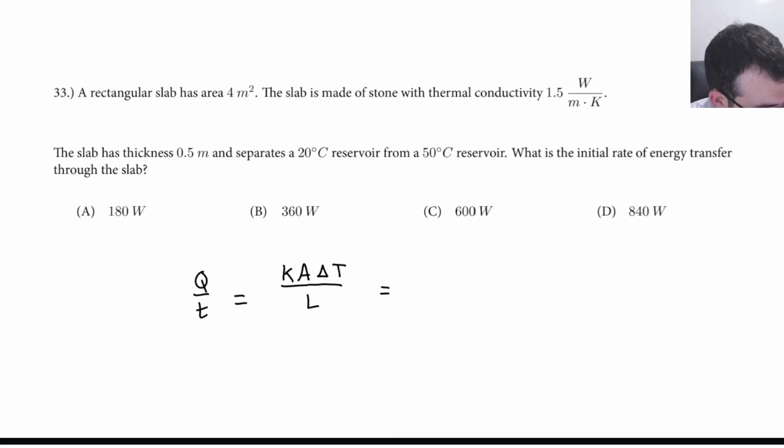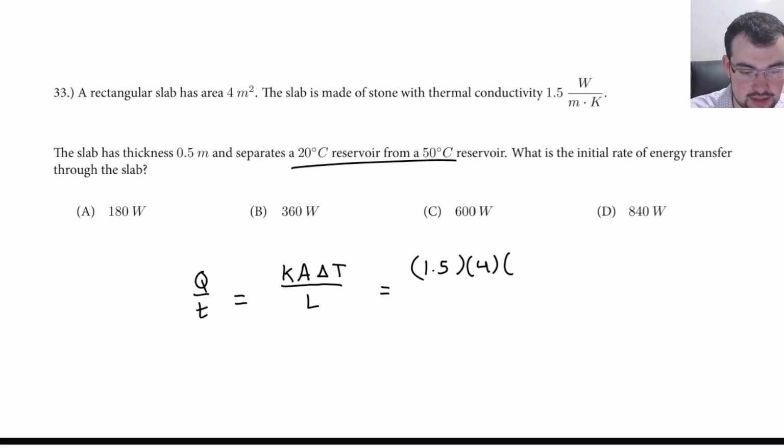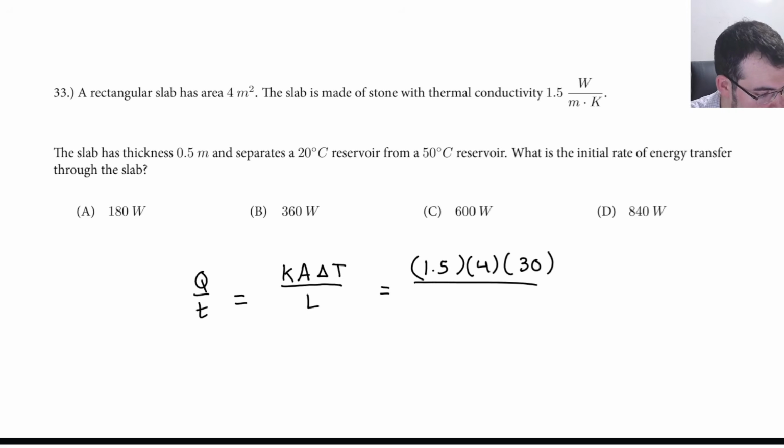All right, thermal conductivity is 1.5. Area was 4 square meters. What is delta T? Delta T is in kelvins, but Celsius and kelvins are spaced by the same amount. So delta T is just going to be 30, 20 to 50. And the length is the thickness of the slab, so 0.5. Let's see, this makes 3, 12. It's the answer with 36 in it, right? Yeah. 360 joules per second, which is a watt.